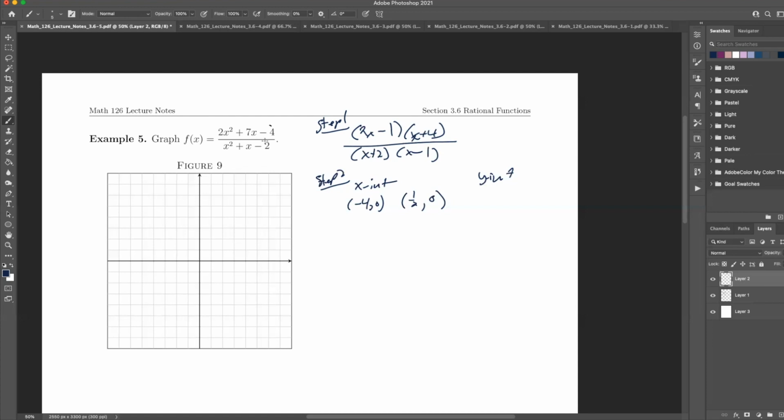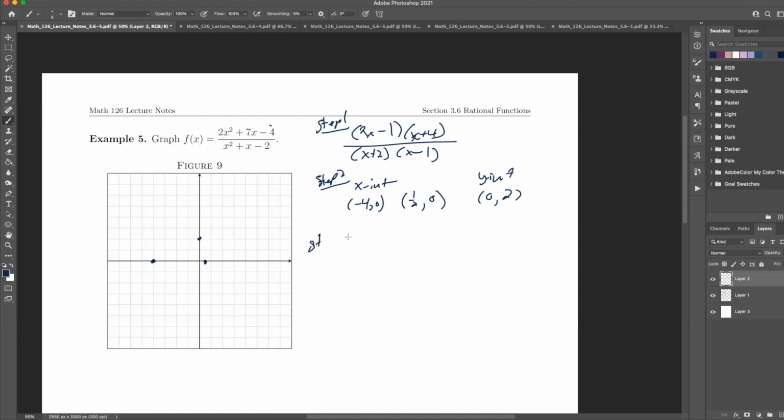So negative 4 over negative 2, sorry, said that backwards again. So that is indeed 0, 2. So we have a bunch of intercepts. Let's go ahead and graph those points. We have a point right here at negative 4. Put that point right here. We have another point right here at 1/2. Put that right here. And we have a point at 2. Let's put that right here. So we have 3 points on our graph already.